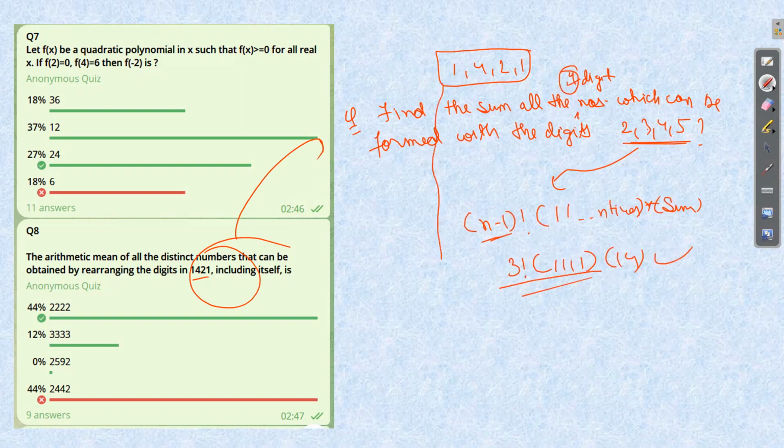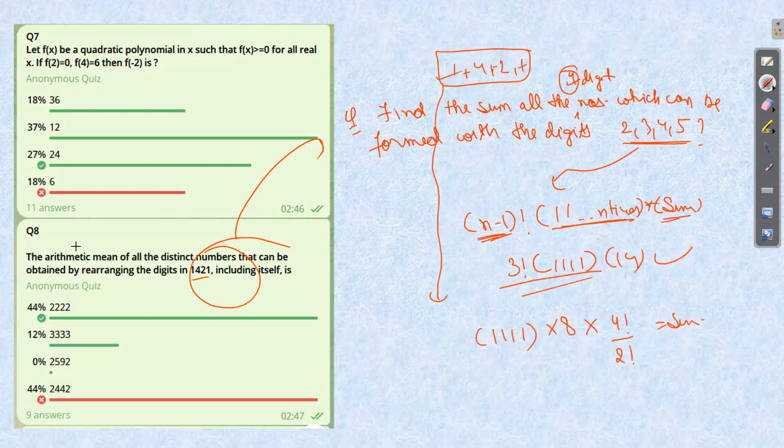The exact same thing we can apply here. Only the thing is there is a repetition, so we won't be having this. What will we be having? Sum of all the digits will be 1 plus 4 plus 4 is 7, plus 1 is 8. And here we will have 4 factorial, with a repetition of 1.